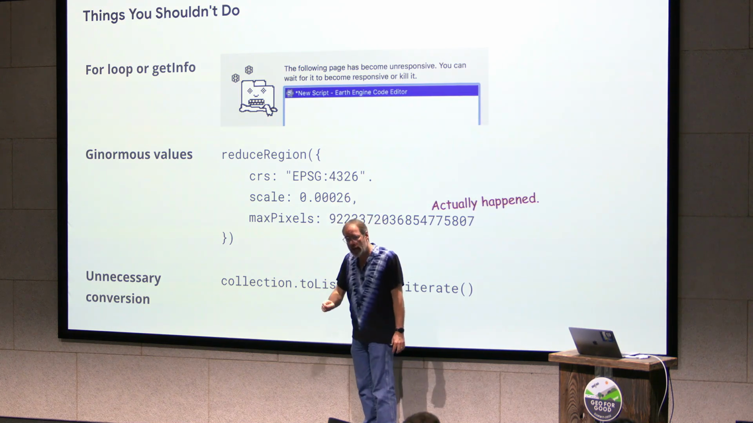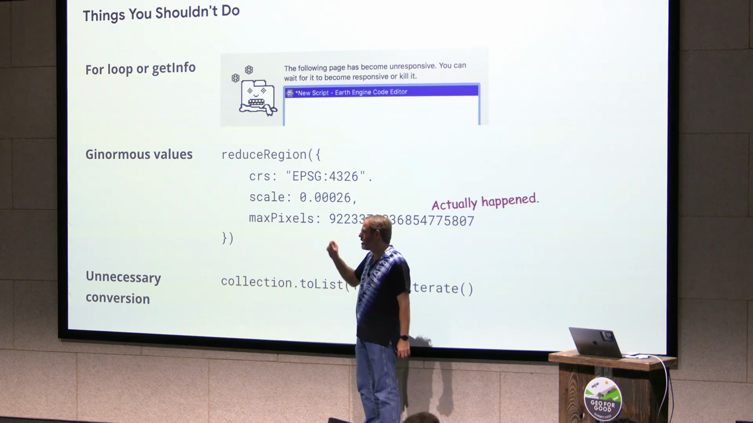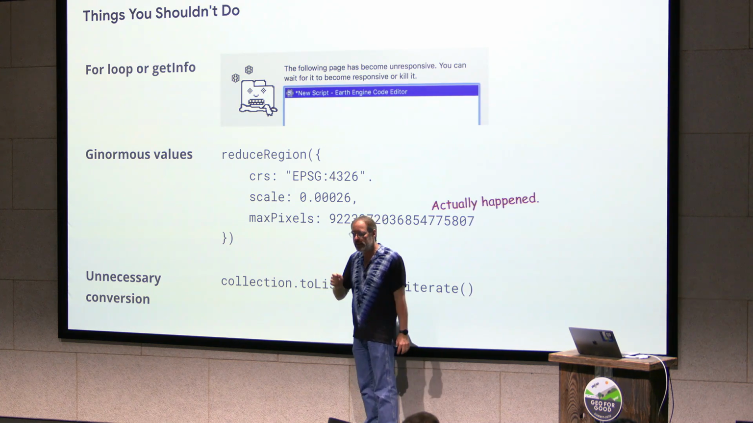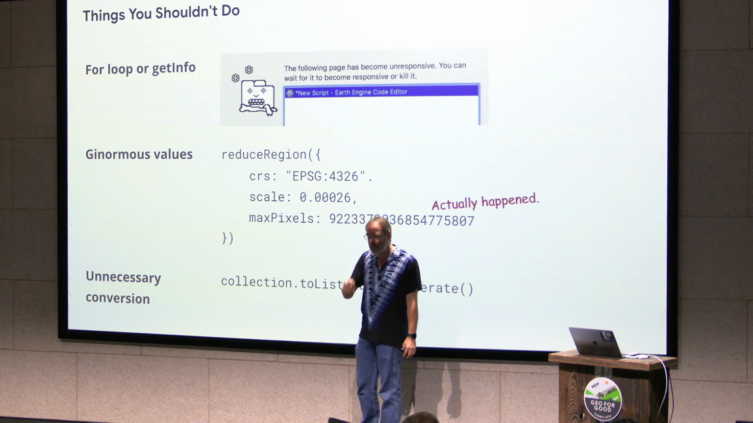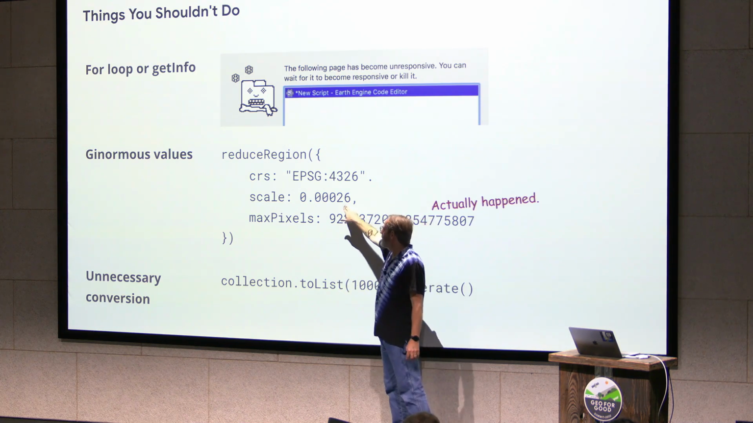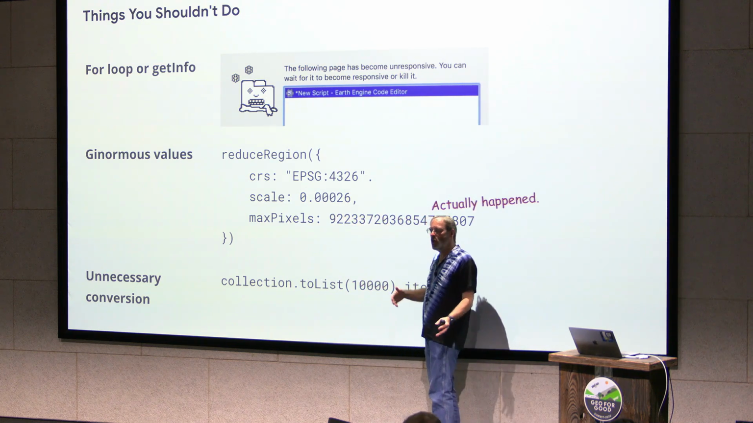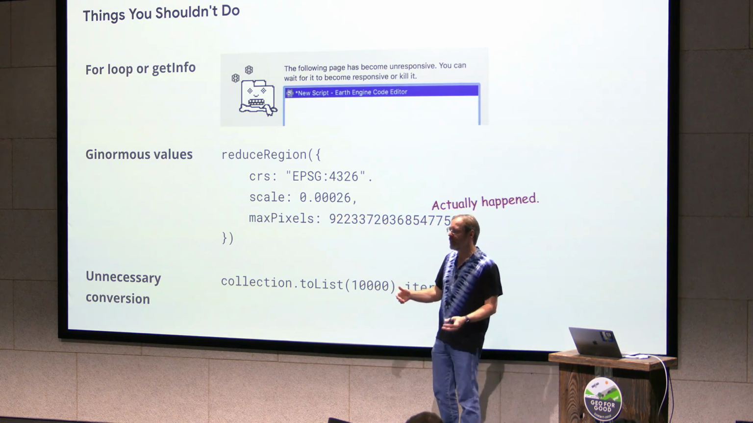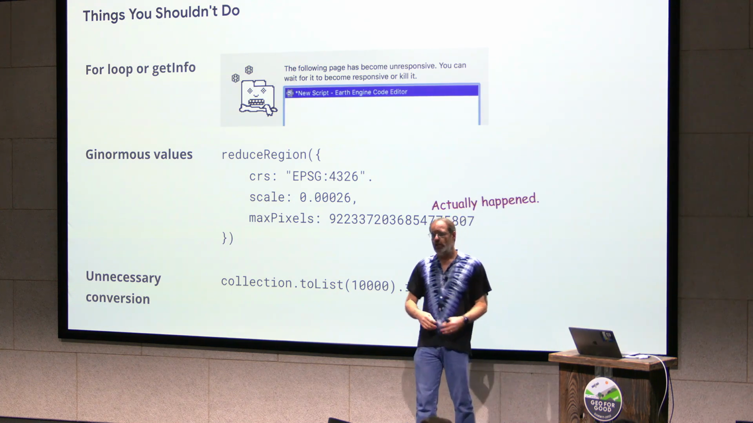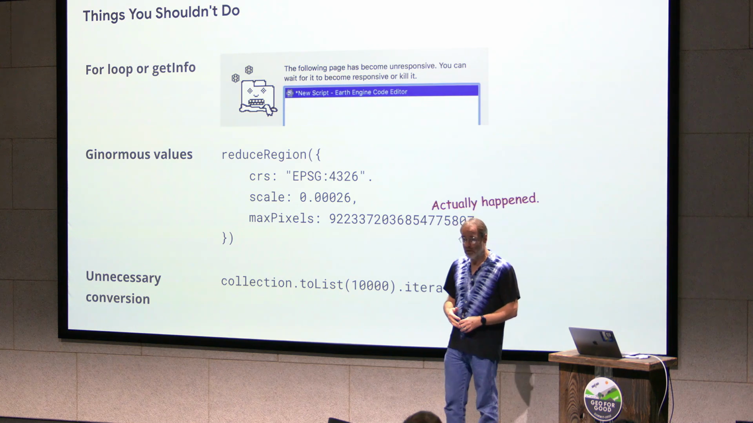Scale always means meters in Earth Engine. It should be called scale in meters. The word scale always means meters. So what this person asked for is 26 micron pixels, and it didn't work. And so when it doesn't work, it says too many pixels, and it returns an error message saying, you asked for a whole bunch of pixels. That's more than the 100 million we allow.